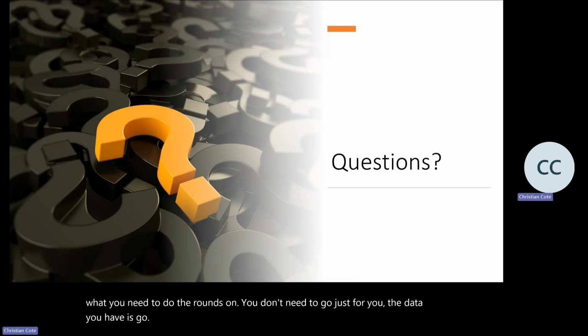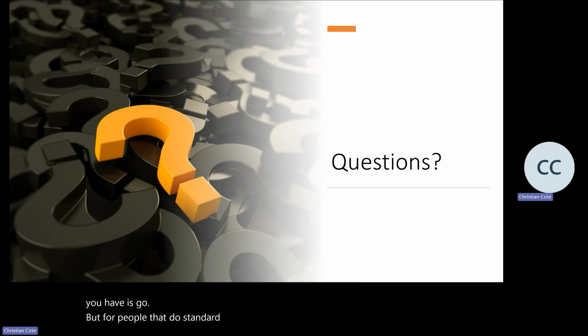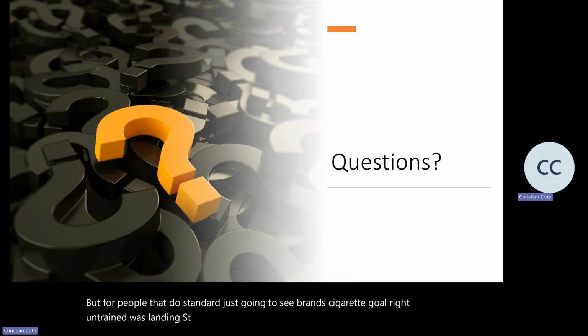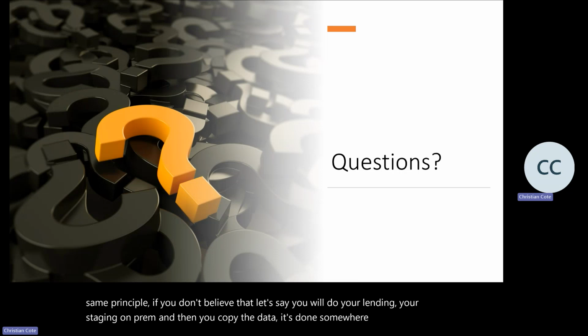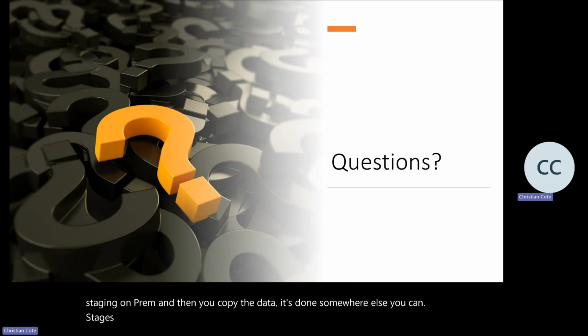For people who do the standard, you are going to see bronze, silver, gold. On-prem it was landing, staging, data mart. Something like that, so it's the same principle. Let's say you do your landing and your staging on-prem, and then you copy the data, or it's done somewhere else. But I still need to follow the Medallion architecture.